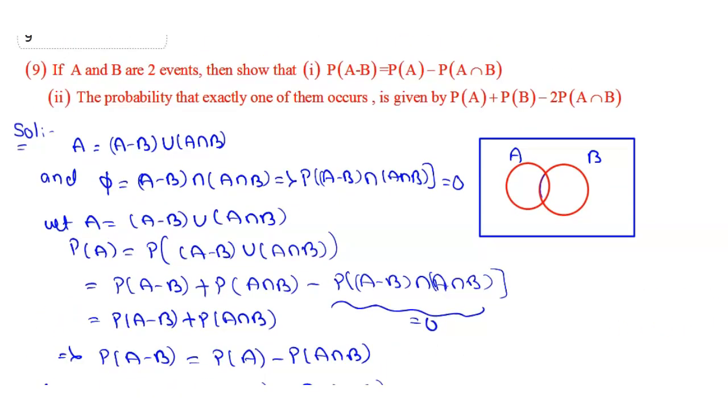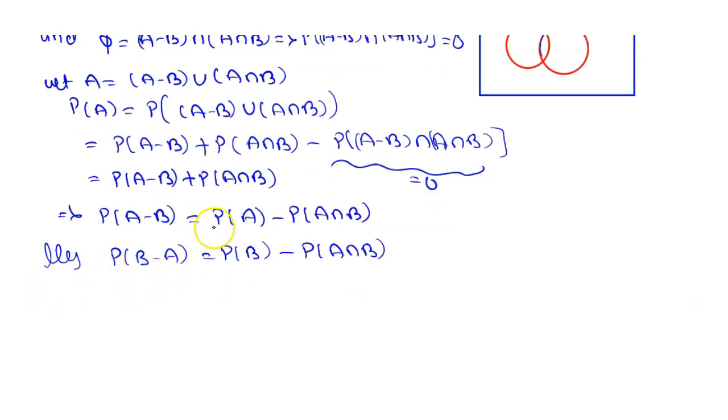What is the second condition? The probability that exactly one of them occurs is P of A plus P of B minus 2P of A intersection B. So here I am taking the second condition: exactly one of them occurs. This is the second condition.